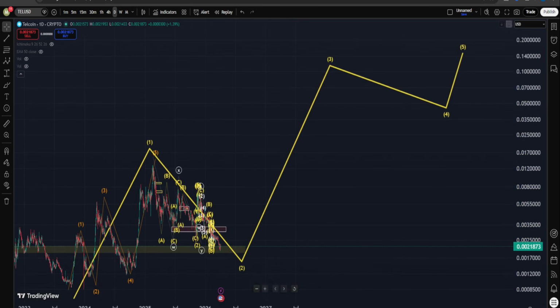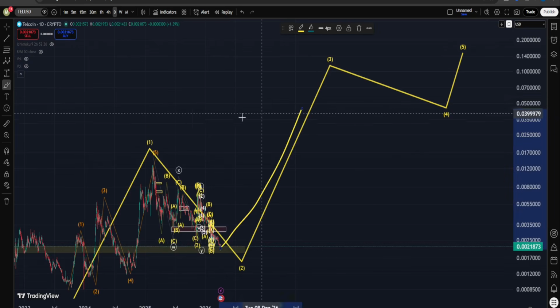And the bare minimum target naturally is going to be taking the previous major pivot high on weekly time frame, which is in here about, let's say, 1.2 cents, which from the current point, it means we're going to have something like a 5 to 600% move on the upside, which is definitely not that bad. However, I do think that we're going to go quite a bit higher than that in TELCOIN.